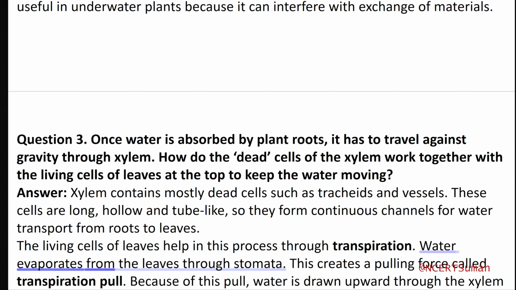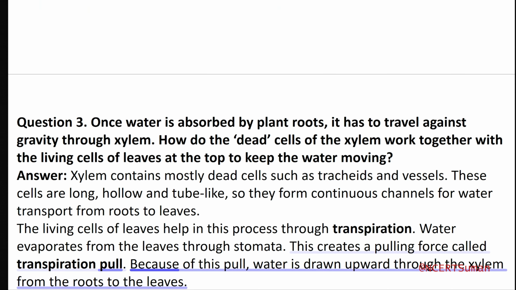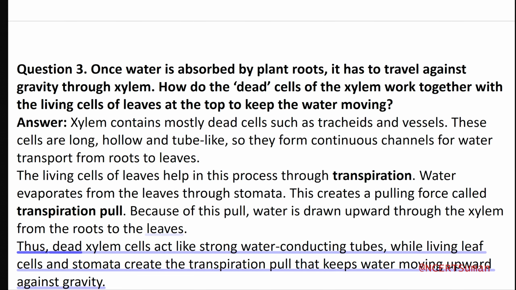Water evaporates from the leaves through stomata. This creates a pulling force called transpiration pull. Because of this pull, water is drawn upward through the xylem from the roots to the leaves. Thus, dead xylem cells act like strong water-conducting tubes, while living leaf cells and stomata create the transpiration pull that keeps water moving upward against gravity.